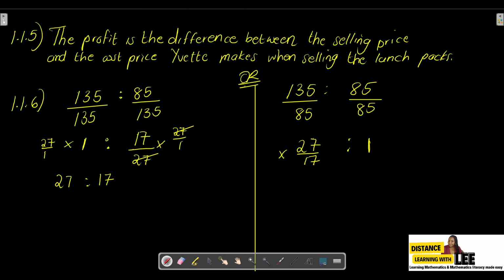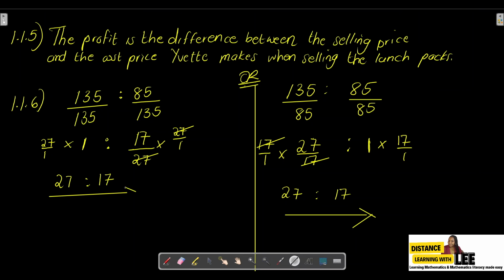We want to get rid of the denominator 17. So if you multiply by 17 over 1 on this side, you need to also multiply by 17 over 1 on this side, right? If you multiply by 17 over 1, the 17 and the 17 cancel on the left-hand side, and you'll be left with 27 over 1. 1 multiplied by 17 over 1 is equal to 17. So you can do it that way or this way. You will still get the right answer. So that is basically how we do our ratios.